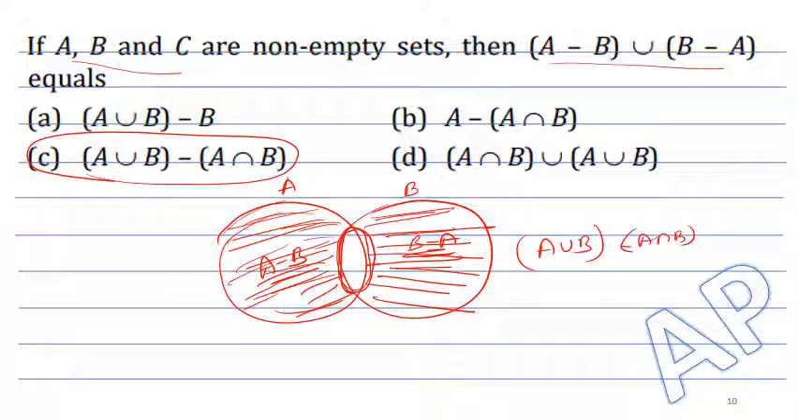This is a conceptual question. You can remember A minus B union B minus A is nothing but A union B minus A intersection B.